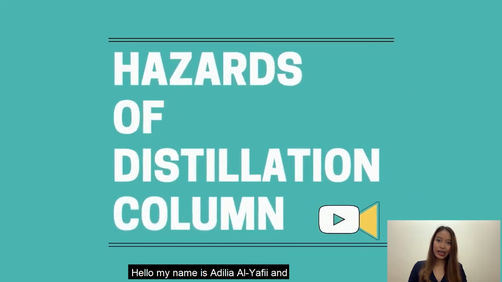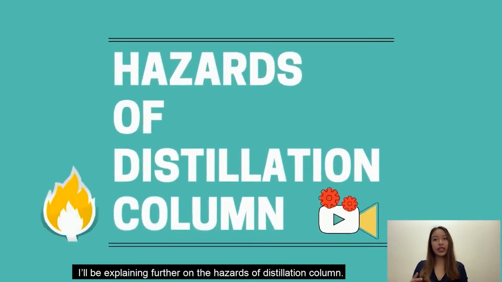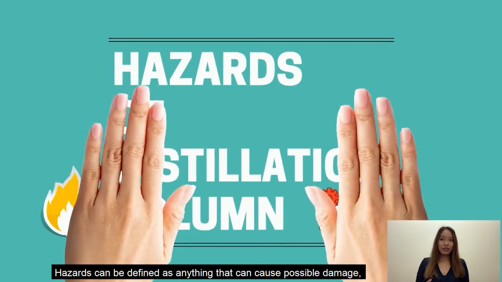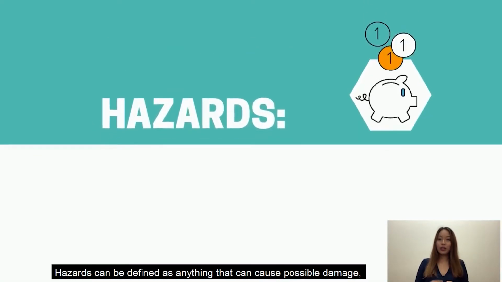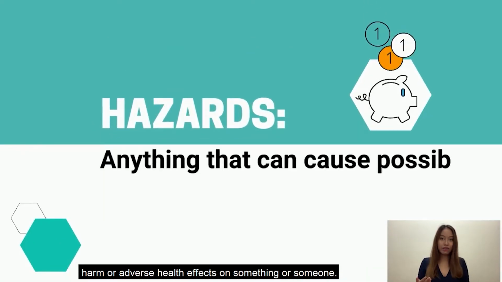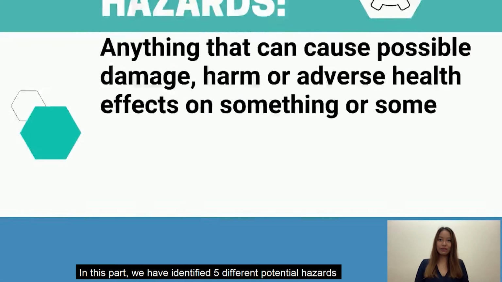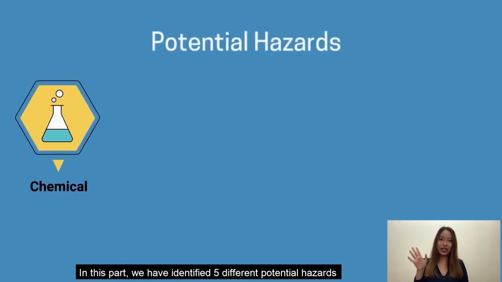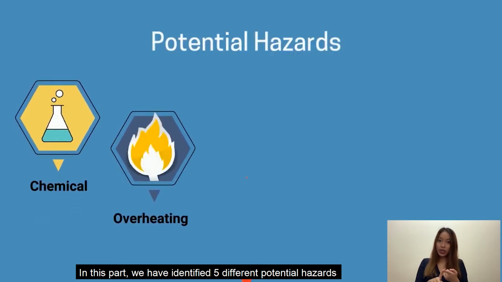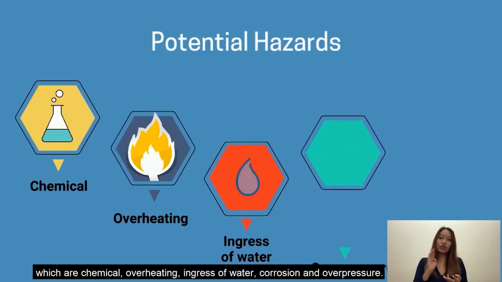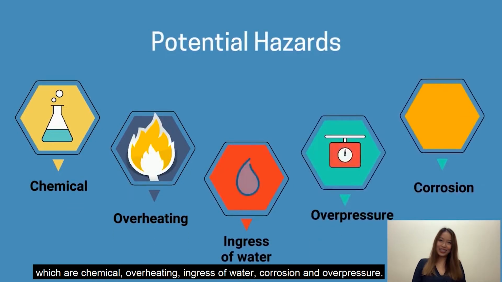Hello, my name is Adila Alafi and I'll be explaining further on the hazards of the distillation column. Hazards can be defined as anything that can cause possible damage, harm, or adverse health effects on something or someone. In this part, we have identified 5 different potential hazards, which are chemical, overheating, ingress of water, overpressure, and corrosion.